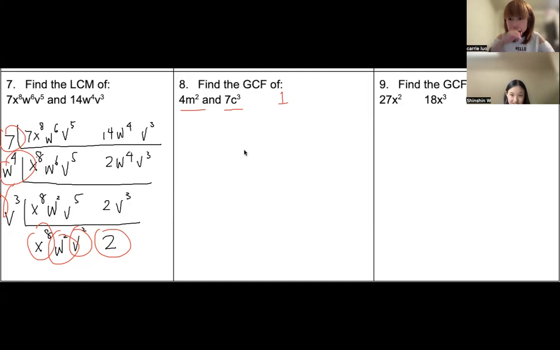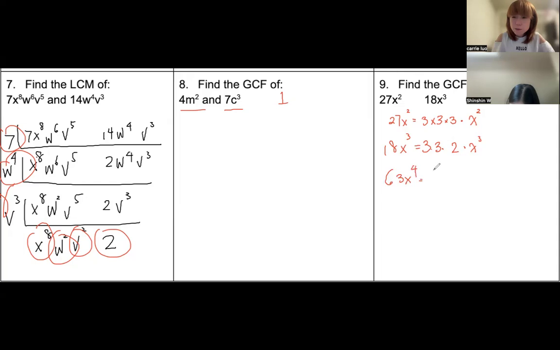The answer 9x squared? That's the same thing. For your school, they want you to do something like that. So 27x squared equals 3 times 3 times 3 times x squared, right? And 18x cubed, they want you to do 3 times 3 times 2 times x cubed. And this one, 63x4 equals 3 times 3 times 7 times x4, right?